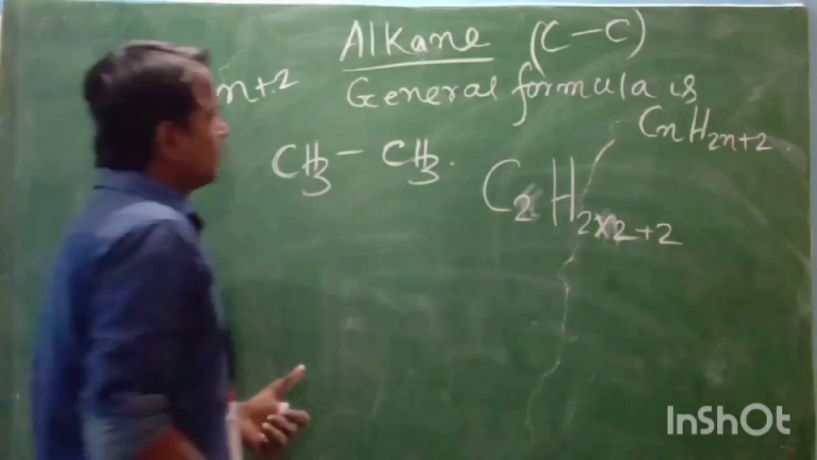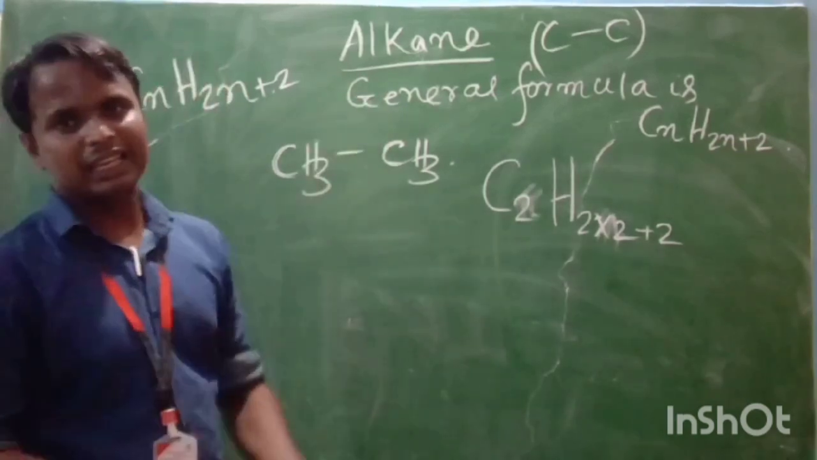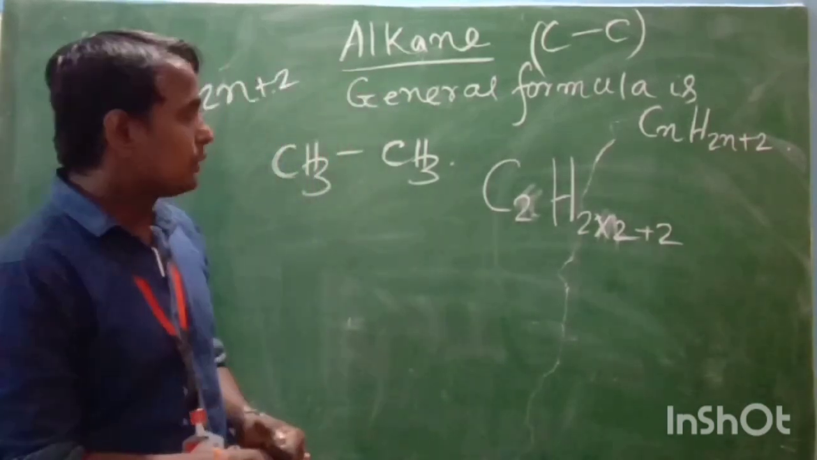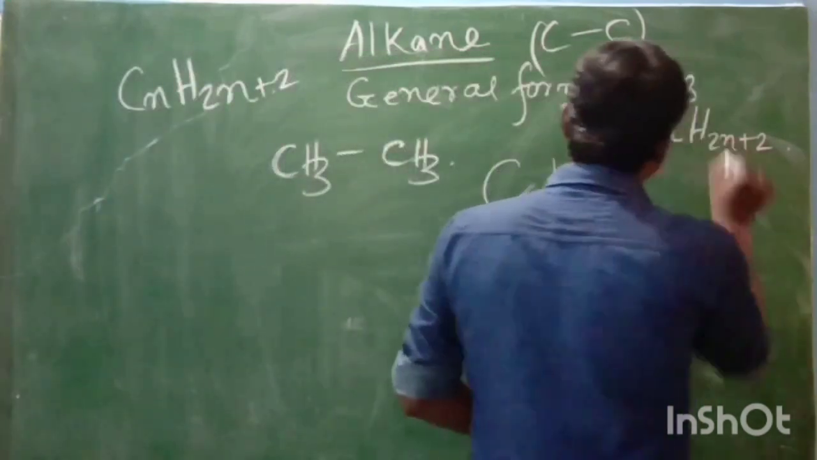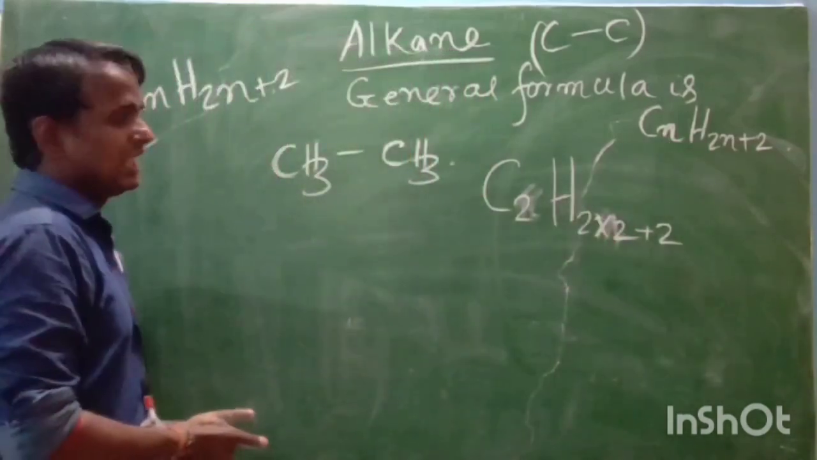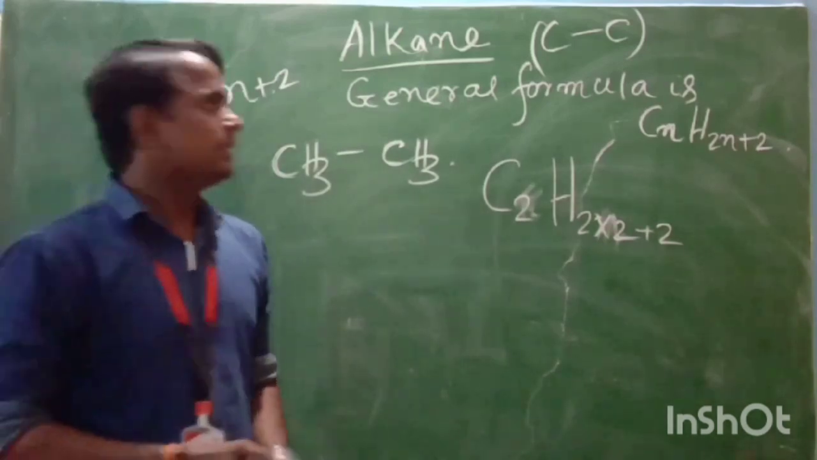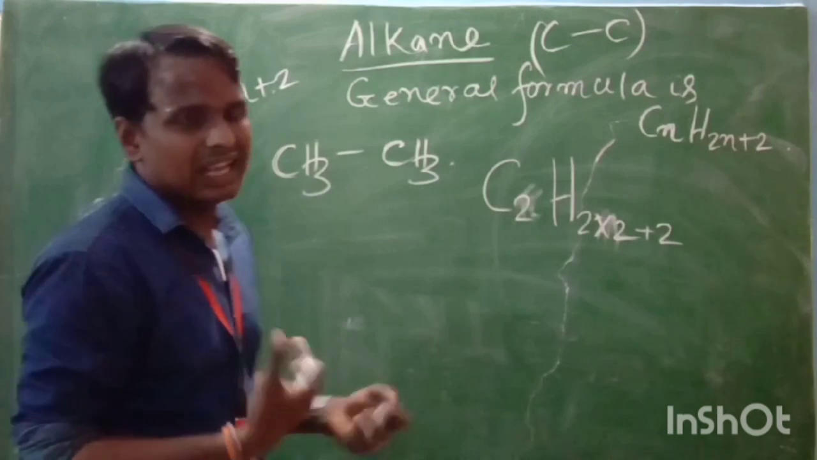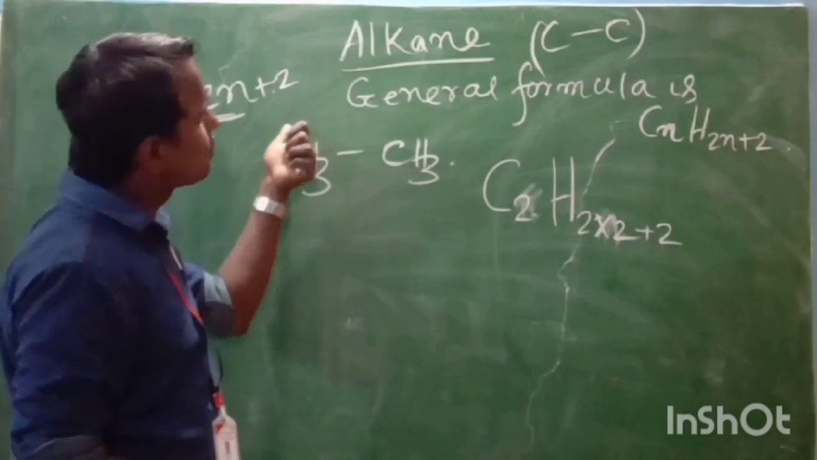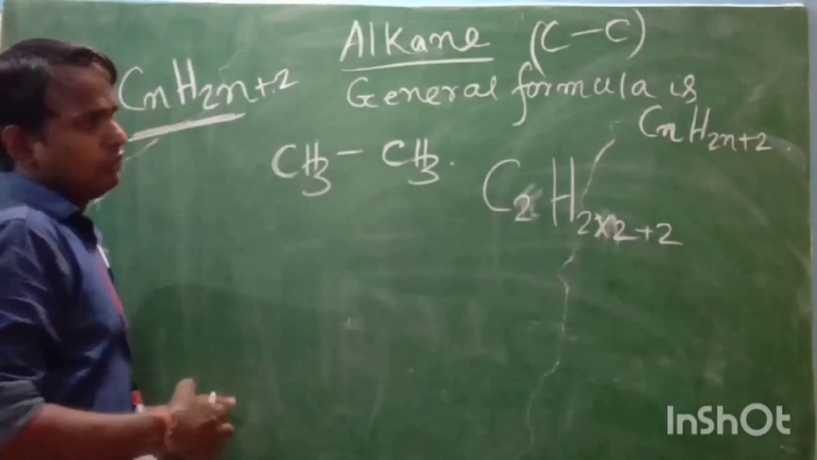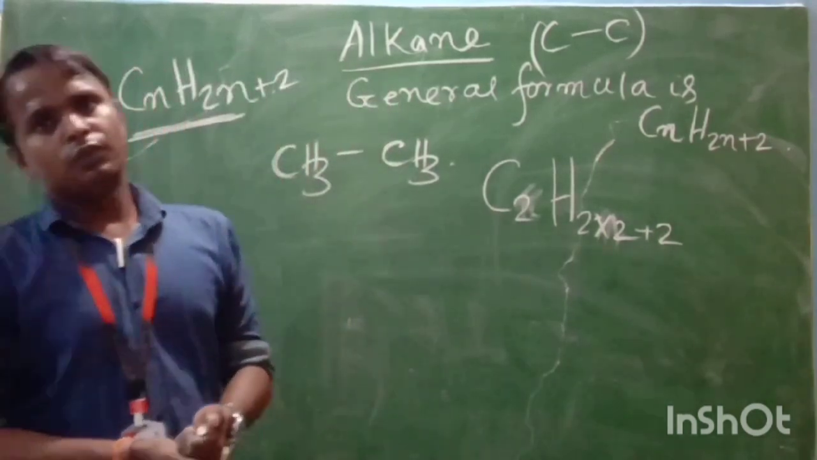Again I repeat: if we forget the general formula of any of them, alkane, alkene or alkyne, we can make it ourselves. What is the trick? First, CnH2n is the common part of the general formula for alkane, alkene, and alkyne. Then we add plus 2, minus 2, or 0. Where we add plus 2, where we add minus 2, and where we add 0, we will see.